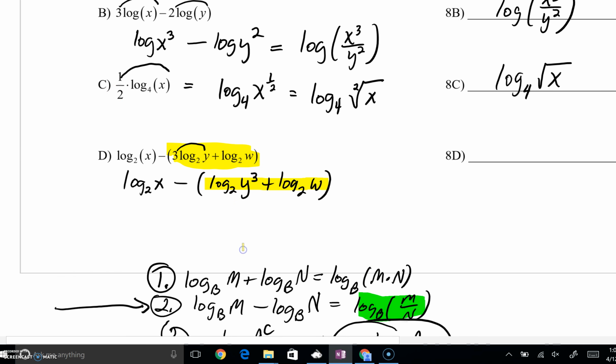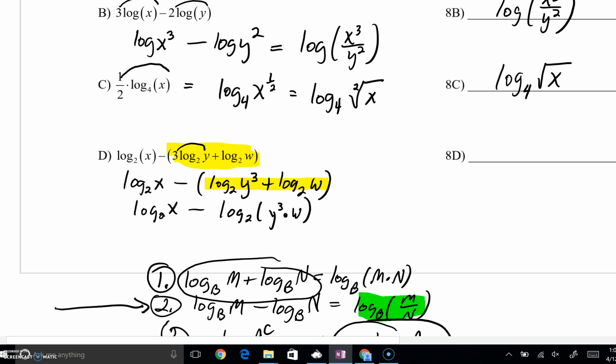You can see the addition is property 1. So all I'm going to do is just apply this property. When you add the logs, you're going to multiply their insides together. This becomes y to the third times a w.